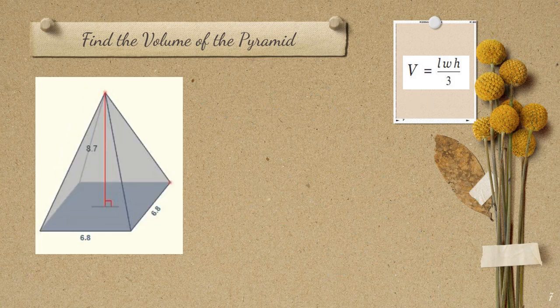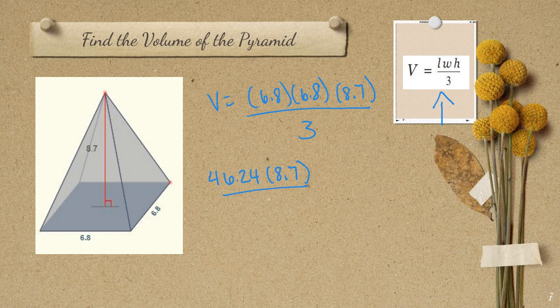Next up, I have to find the volume of the pyramid. And again, it has this square base, so I'm going to use the volume equals length times width times height divided by 3. What is my length and my width? They are both 6.8. So I'm going to do 6.8 times 6.8. And what is the height? 8.7. And then I divide by 3. Again, you can multiply all of this out and then divide, or you can break it down. So first do 6.8 times 6.8. When I do that, that equals 46.24. And I still need to multiply by 8.7 and divide by 3.